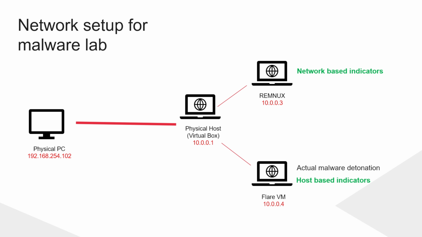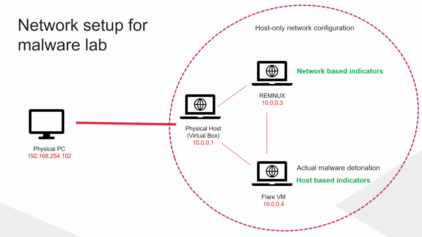As these IP addresses have been assigned by a DHCP server, this may vary in your case, but remember, they all will be in range from 10.0.0.3 to 10.0.0.254, as we have mentioned in our configurations. We are using FLARE VM for actual malware detonation, in which we will see host-based indicators like the registry changes made, process injections, and the file changes made by the malware. On the other hand, we have REMnux VM, which is a Linux-based distro, which will see all the network-based indicators such as DNS request, command and control traffic, and many more.